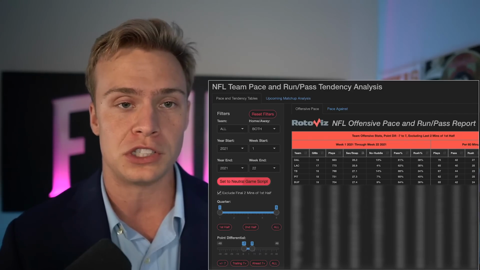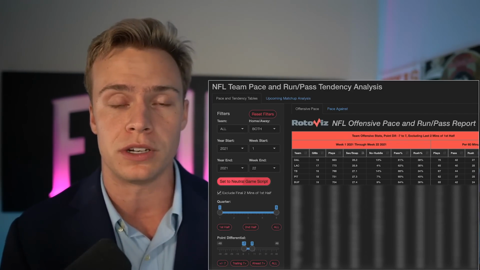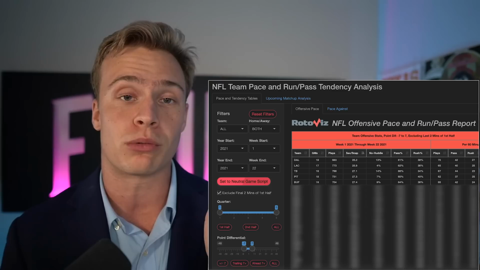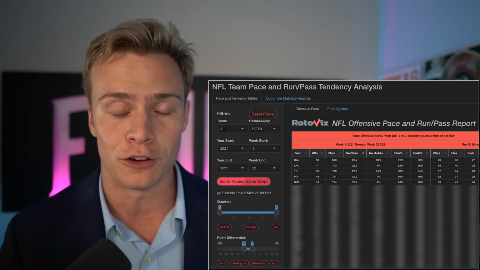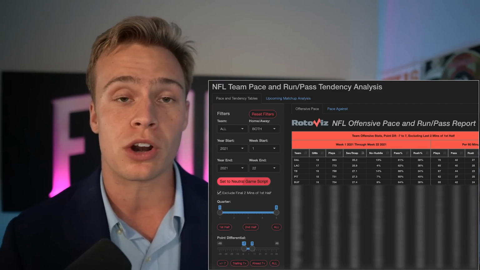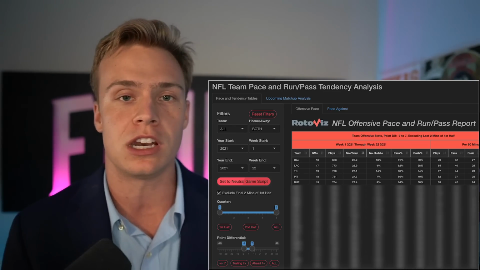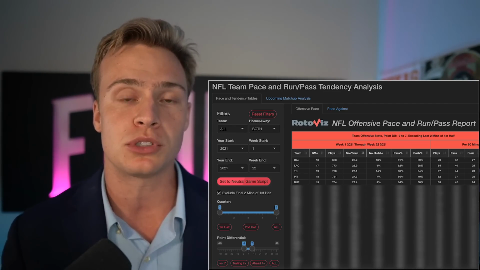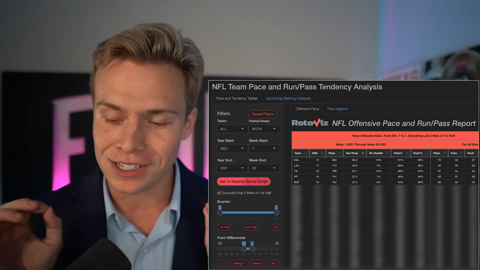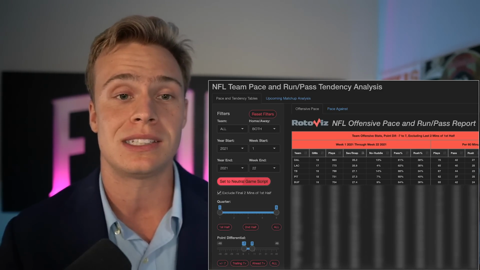But over there on RotoViz, you can actually set this to game neutral environments. So what that's going to do is remove the 2-minute drill. It's also going to remove any time in a football game that you have a team up by more than a touchdown. So we are only going to be looking at snaps where both teams are within 7 points of each other. And on top of this, they are not in the 2-minute drill, skewing these statistics.